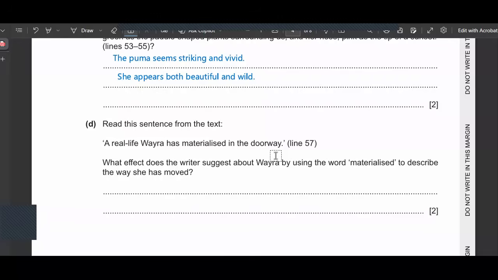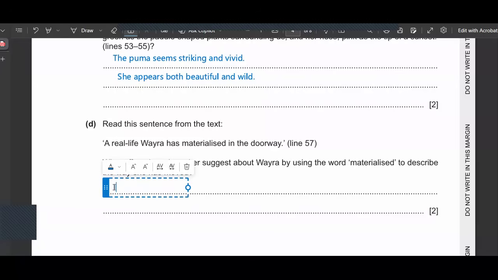So over here, we are going to be assessed on the basis of vocabulary again. And the very important keyword is materialized. So here it is suggesting some sort of suddenness or some sort of magic, right? So it suggests that she appears suddenly and silently. It's a 2 marker question, so that means we should give two ideas or two sort of explanations.